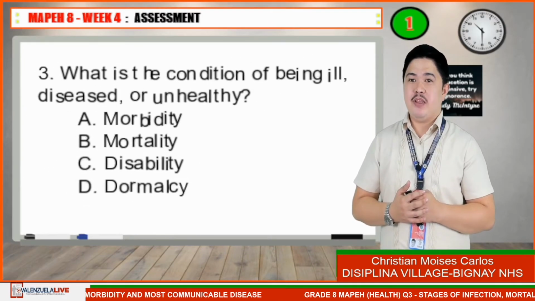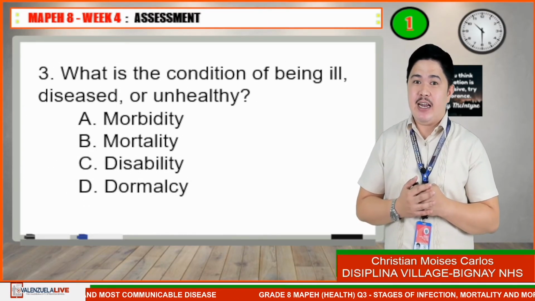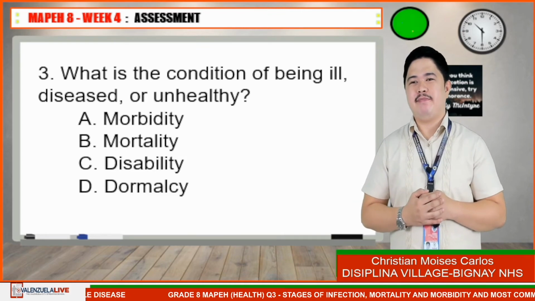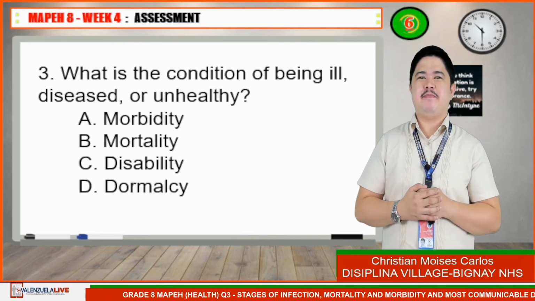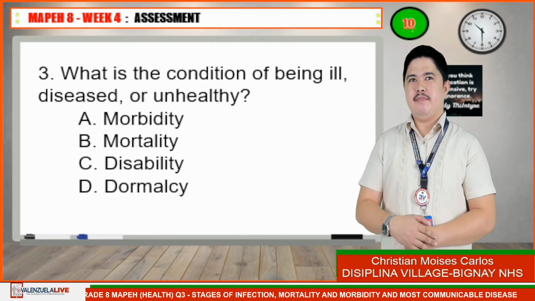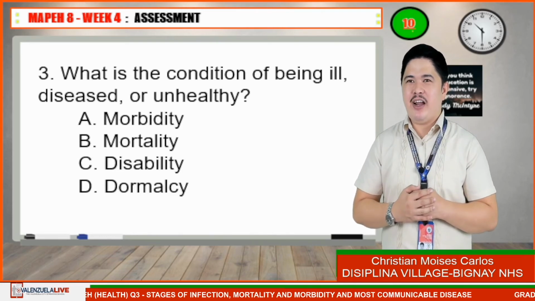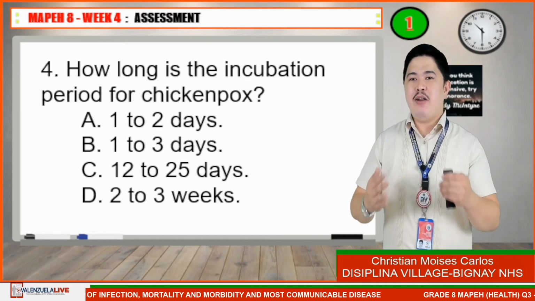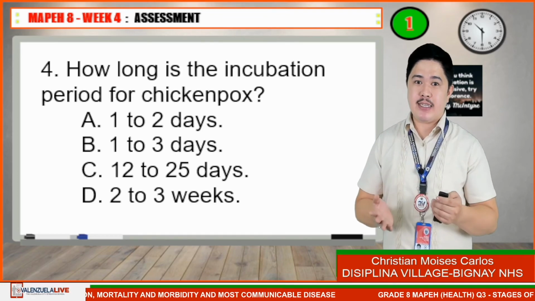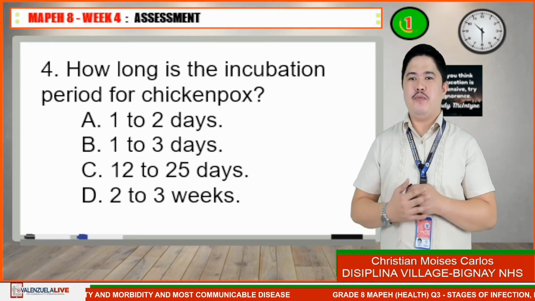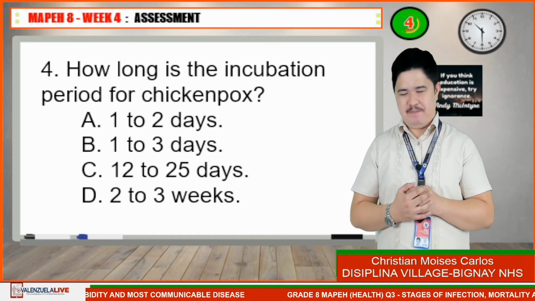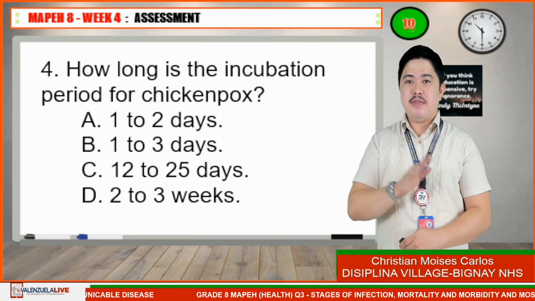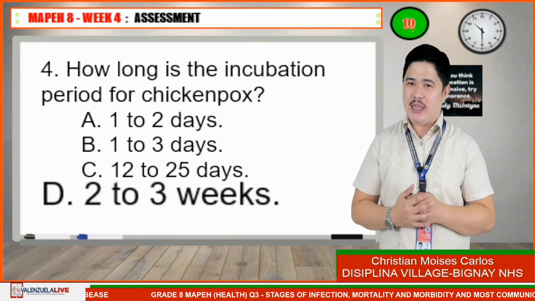Number 3. What is the condition of being ill or unhealthy? Your 10 seconds starts now. Stop. Correct answer is, yes, letter A, morbidity. Number 4, how long is the incubation period of chickenpox? Your 10 seconds, go. Stop. Correct answer is, yes, letter D, 2 to 3 weeks.